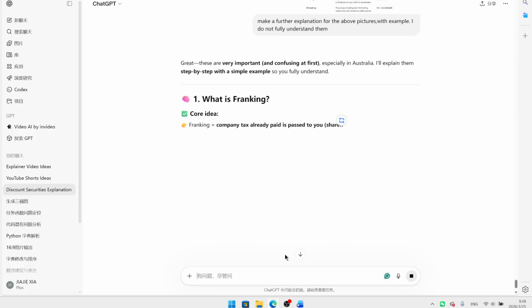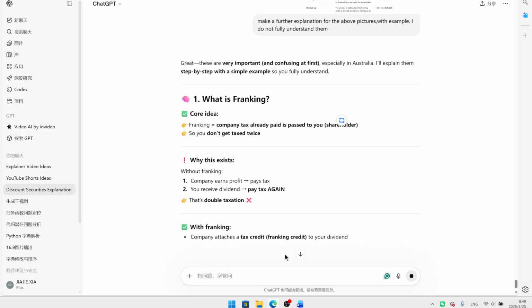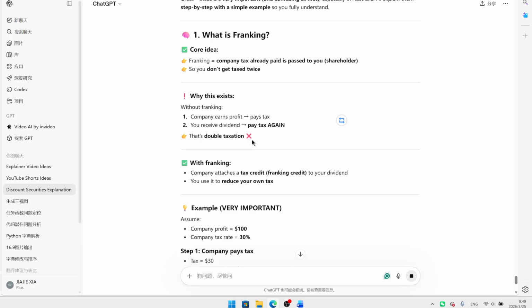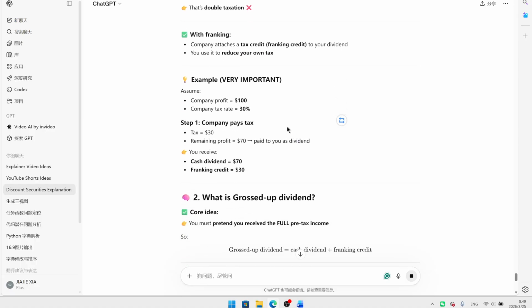Oh yes, franking. The company has already paid tax in passing to you, so you don't get taxed twice. Right? Yes. The company earns profit and pays tax. You share dividends and pay tax again. Ah yes, it's franking. For the last example, company profit with company tax of 30%, remaining profit 70%, $70 paid to you as a dividend. So you receive a cash dividend of $70 and $30 of franking credits.